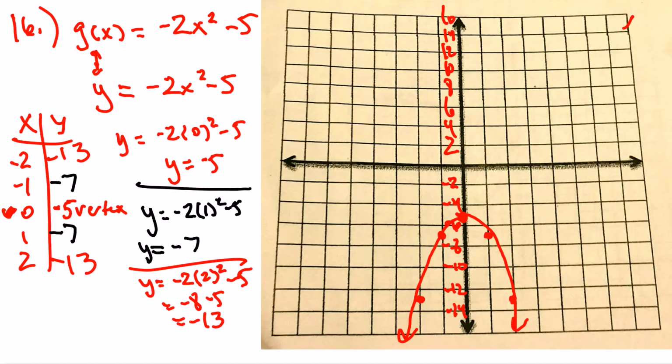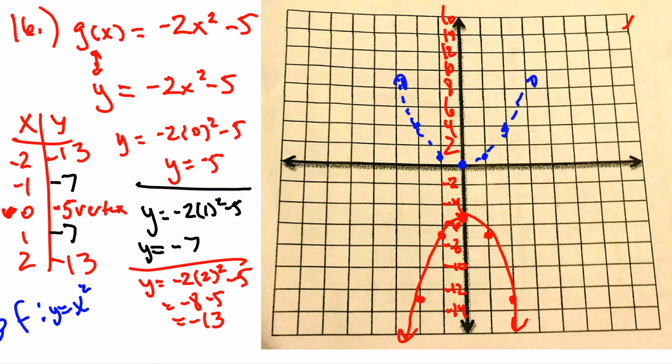So now I have to put my parent function on there. So my parent function is y equals x squared. Hopefully you know that it's 0, 0, right 1 up 1, left 1 up 1, right 2 up 4, left 2 up 4. It's a dotted line.